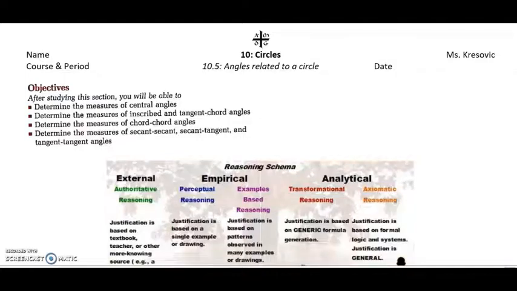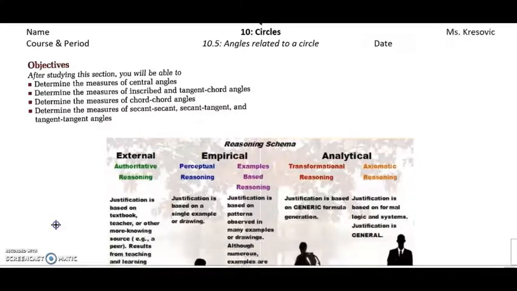Gentlemen, in 10.5, we examine angles related to a circle. There are 4 objectives. Determine the measure of central angles, the measures of inscribed and tangent chord angles, the measures of chord angles, the measures of secant, secant-tangent, and tangent-tangent angles. Now that's a lot of words.